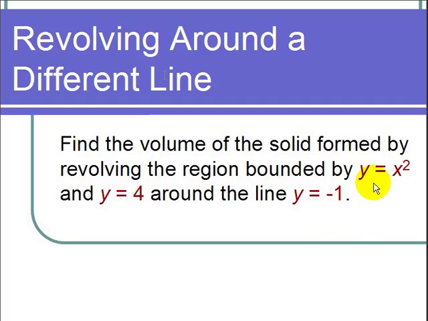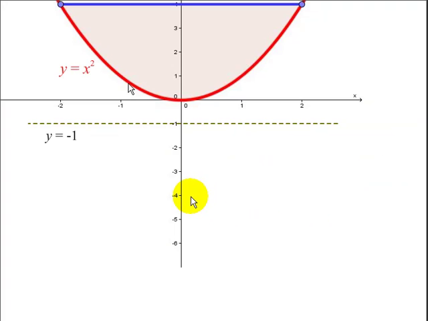So we have a parabola and a horizontal line, and we're going to revolve it around a line that's 1 below the x-axis. It's also horizontal. So here's our picture. There's our parabola and line and our line of revolution. And I'll first draw a cross-section. It'll be vertical.